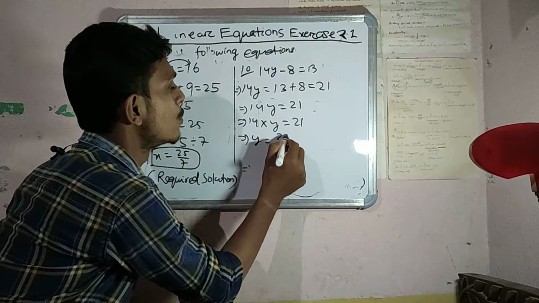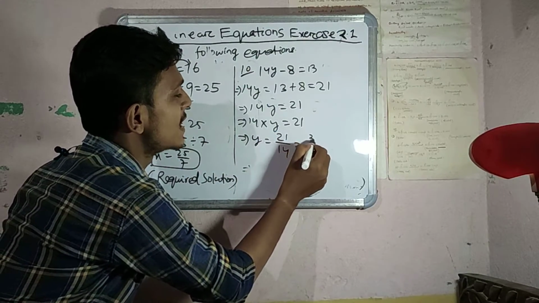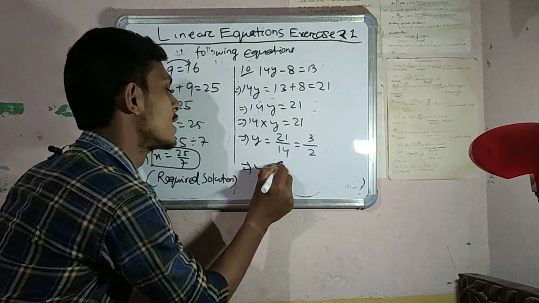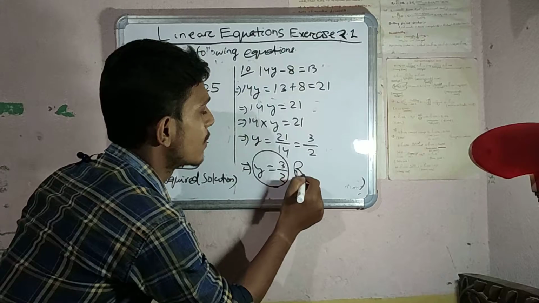That is y equal to 21 upon 14. 7 3s are 21, 7 2s are 14. So the value of y is 3 upon 2. That is the required solution.